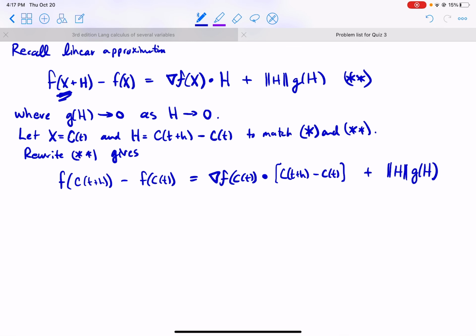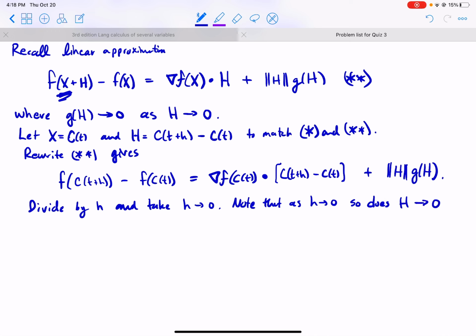Rewrite double star gives this. Okay. Divide by the number little h, and take the limit as little h goes to 0. Note that as little h goes to 0, so does capital H go to 0. Why? Look what happens up here. This is capital H. As little h goes to 0, capital H becomes c of t minus c of t, which is the 0 vector. And it's really important that I said that, because now when we take the limit as little h goes to 0, capital H will go to 0, and so this error term will become a 0.